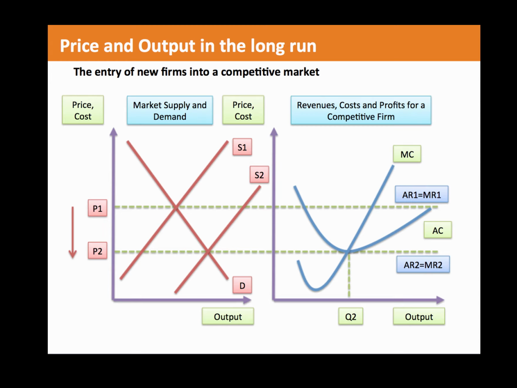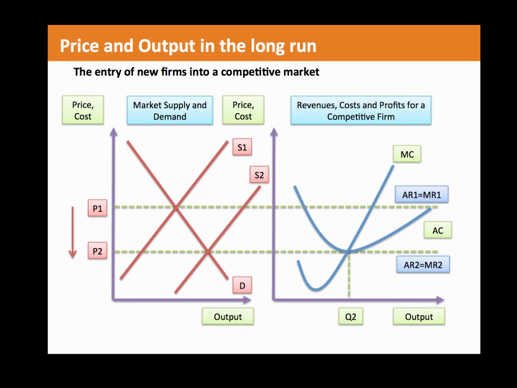This process will continue until you reach an equilibrium. That is going to be at price P2. If we take that price across to the right-hand side here and make that the demand curve AR2, MR2, at that new price P2, this firm is profit maximizing at output Q2, and the price they're getting is just enough to cover their average costs. They're not making any supernormal profits. At Q2, this firm is making normal profit, and that is the long run equilibrium diagram for this market.